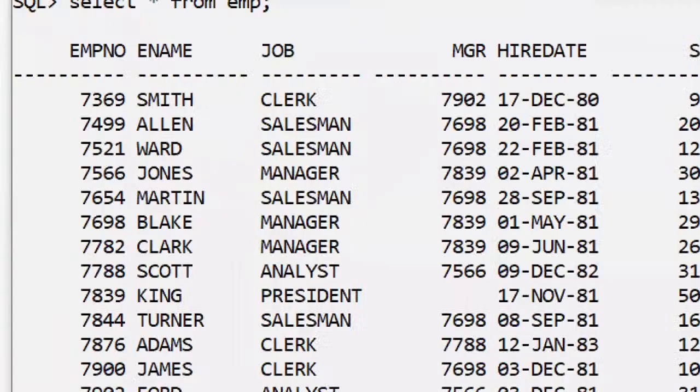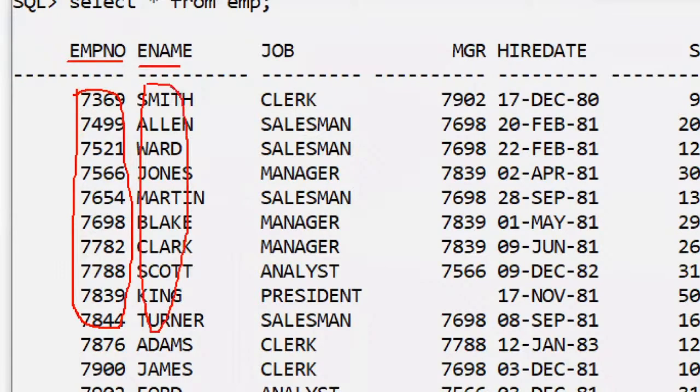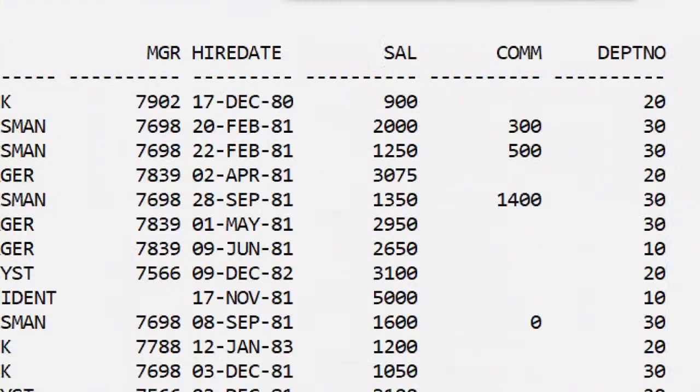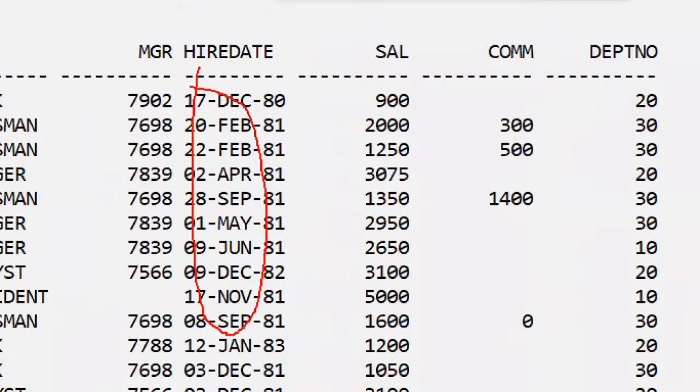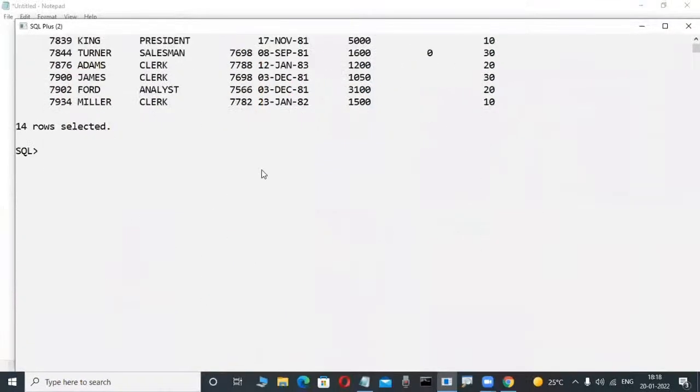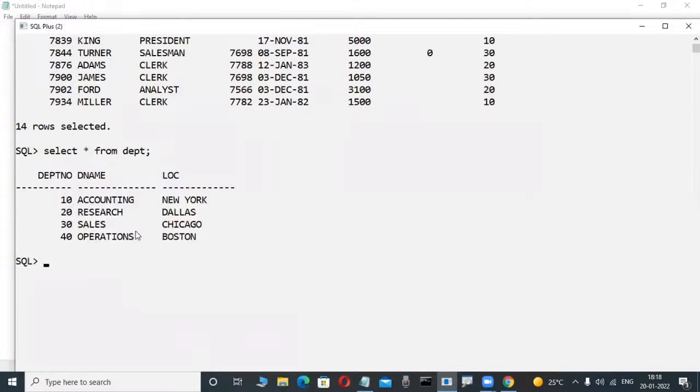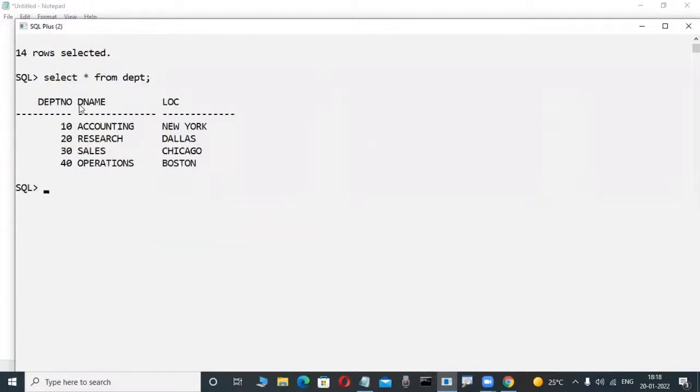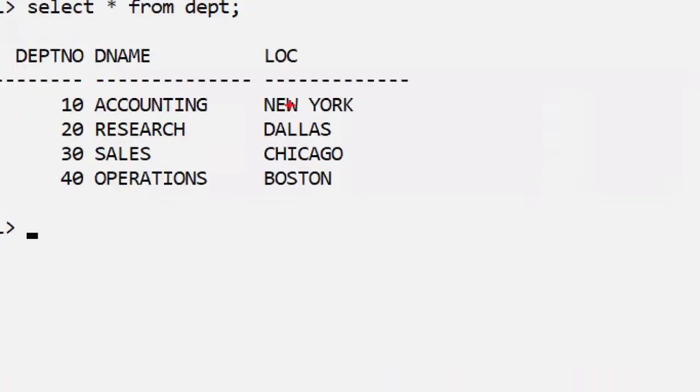Observe here, maybe this is a matrix format. In this employee number column, only numbers are available. In this column, only characters are available. In this column, only dates are available. That's why the data is stored in a structured manner. Anything we observe in a relational database is structured data. Okay, fine, it is a structured collection of data.